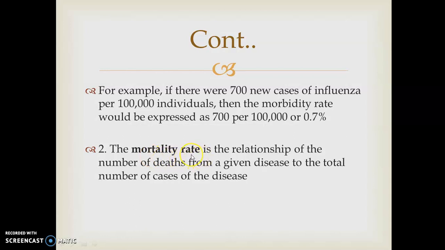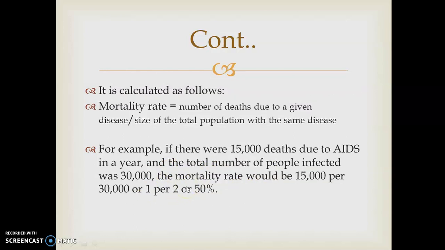The mortality rate is the death rate. It is the relationship of the number of deaths from a given disease to the total number of cases of the disease. Now it is calculated as follows. The mortality rate is equal to the number of deaths due to a given disease divided by the size of the total population with the same disease.